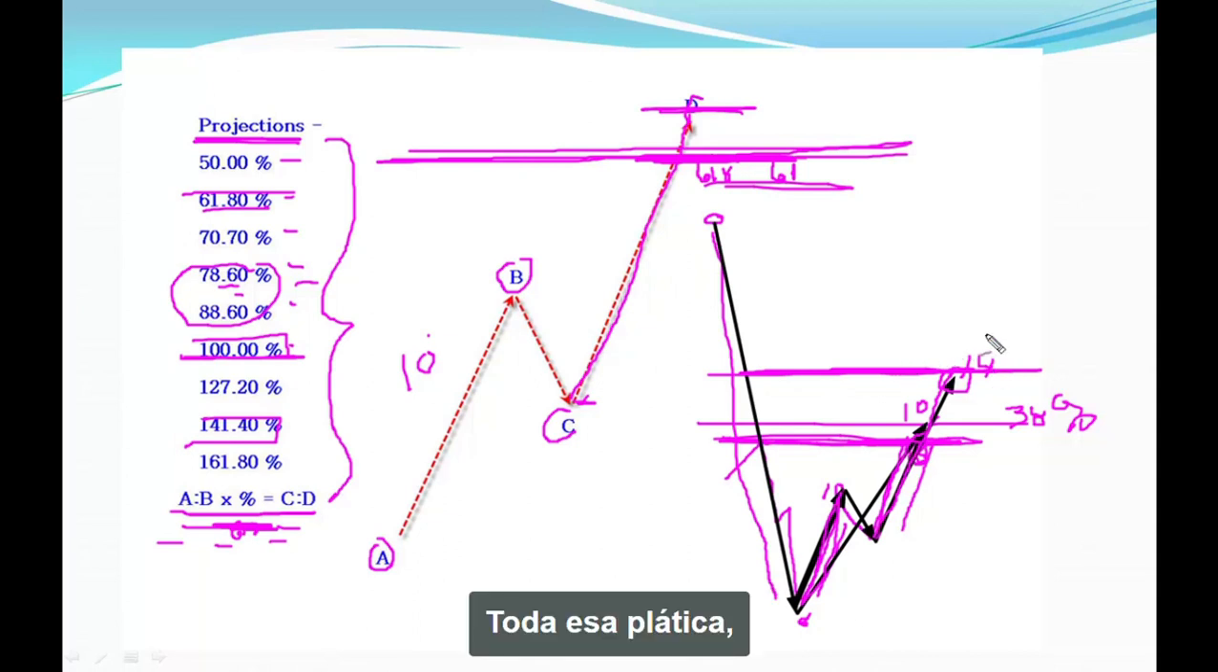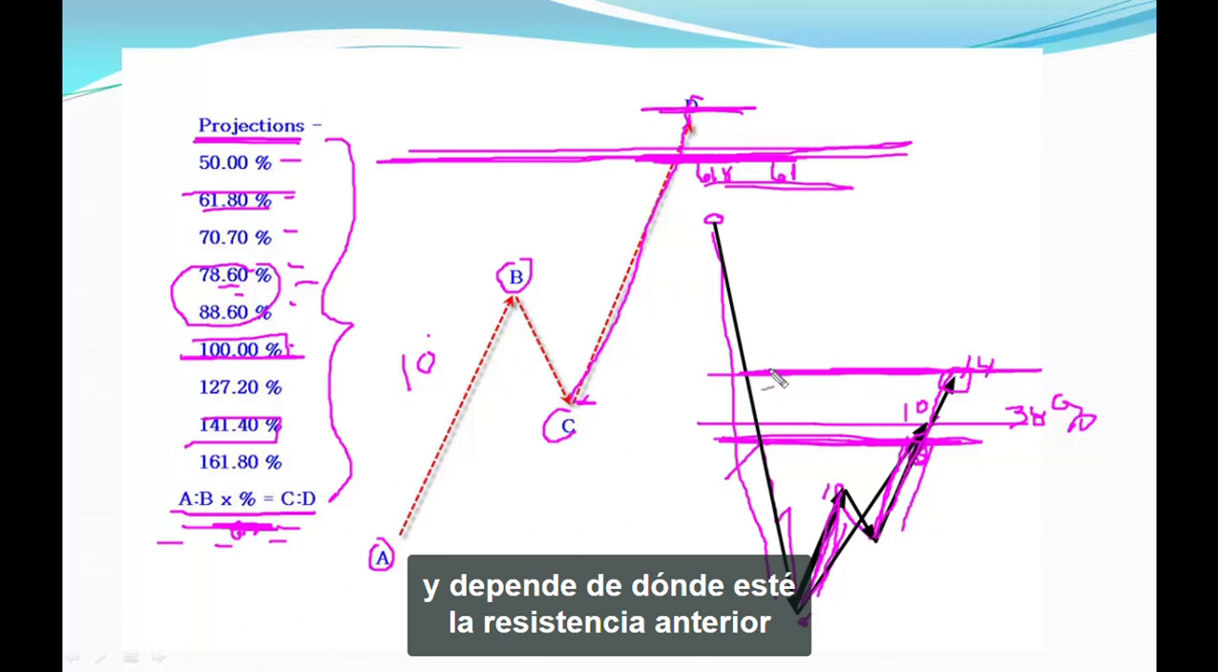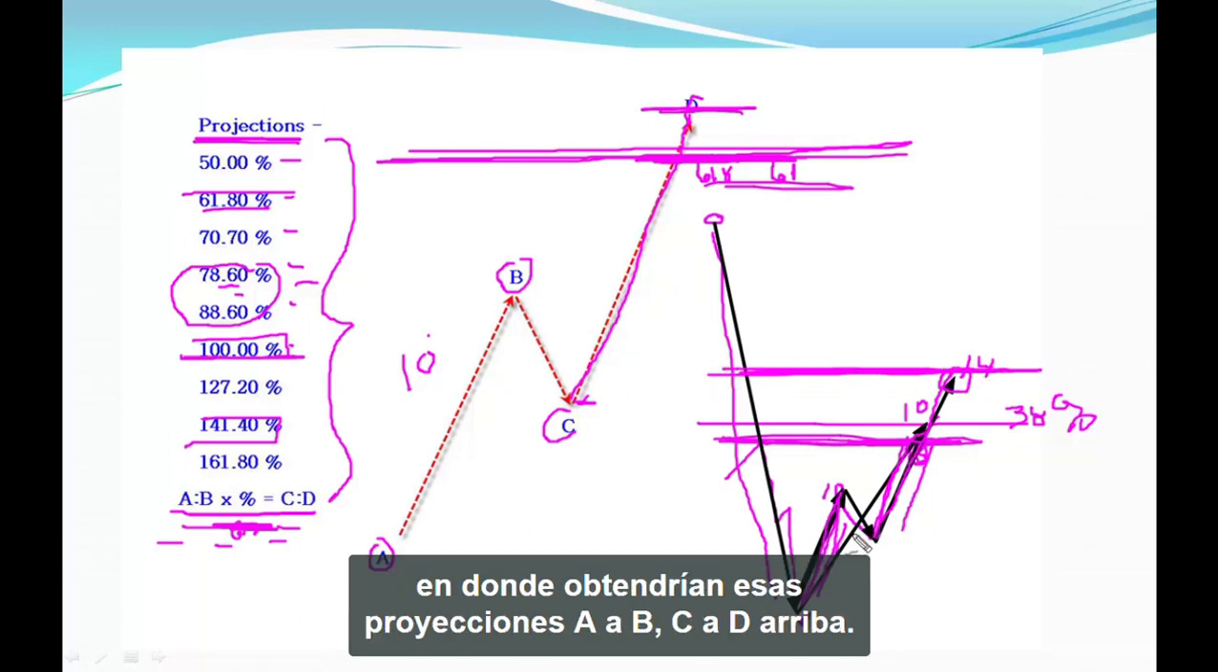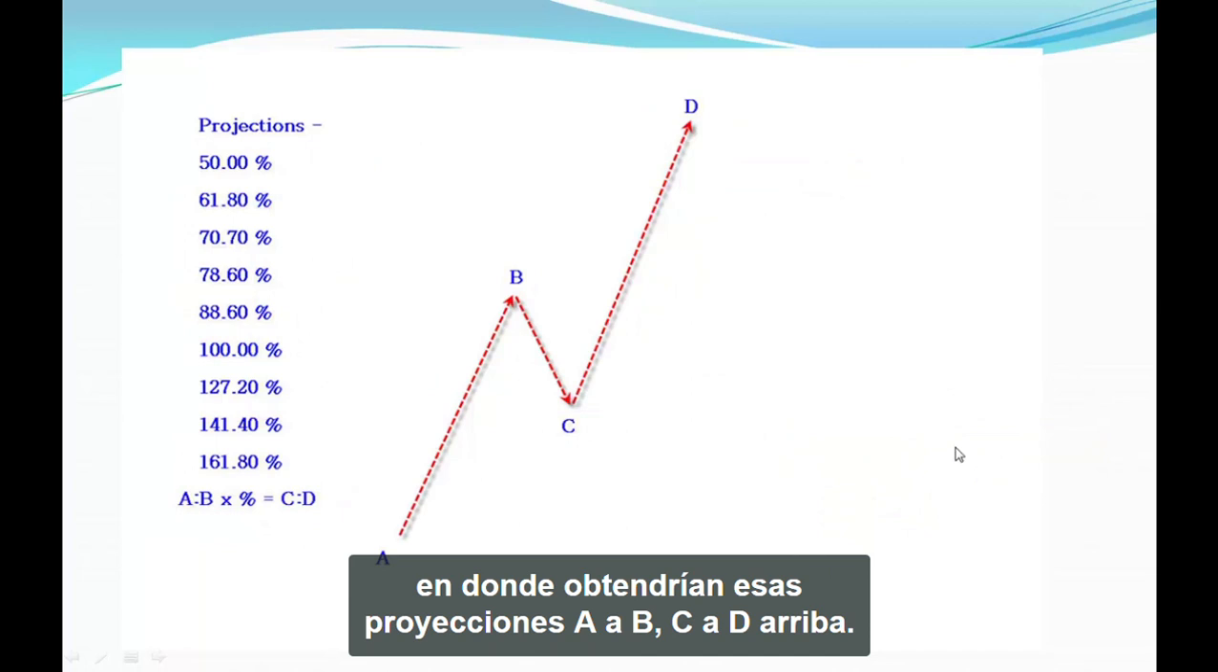It depends where all the prior resistance is and retracement levels, where you would get those A to B, C to D projections up.